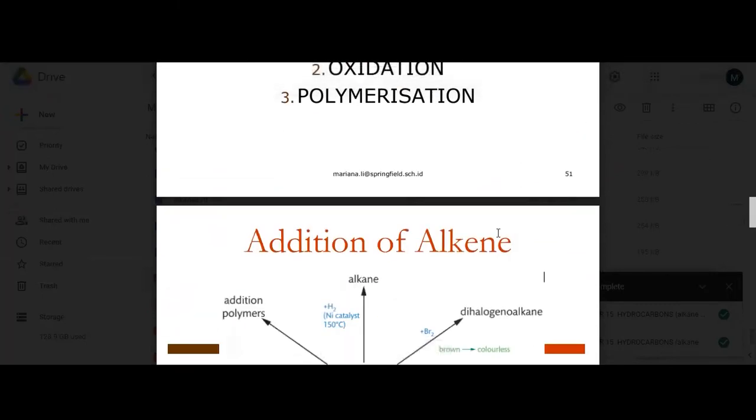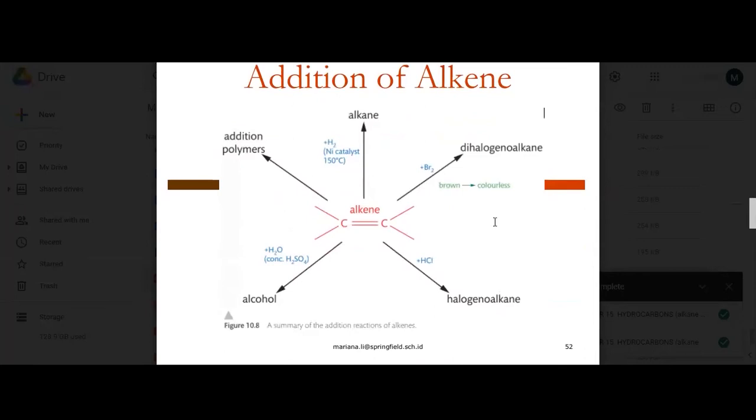Let's start with addition reactions. You can see here that addition reactions of alkenes can produce many products. It can change to many other functional groups. Let's say this is the first reaction: alkene with hydrogen and a nickel catalyst. This means the reduction process, or addition of hydrogen. This changes alkene to alkane.